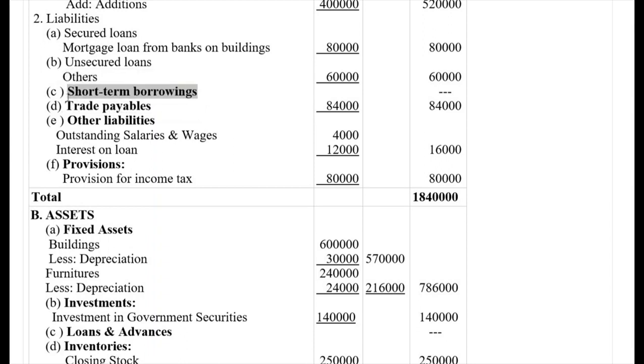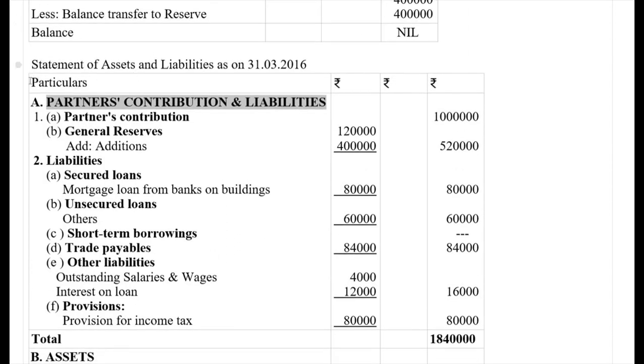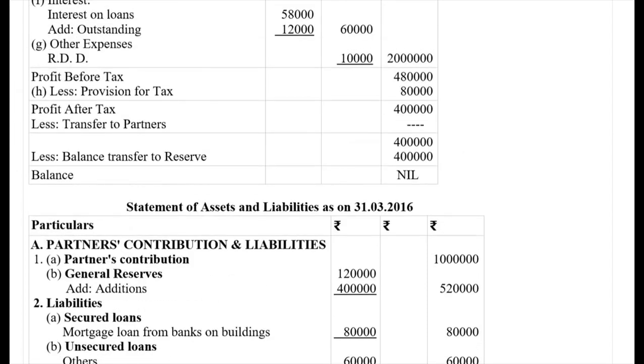Usually short-term borrowings will not be provided in the problem. If they are given, like sometimes borrowed for 8 months, if it is less than 12 months, then we should take care. Let me center align here. Always this balance should be taken as nil, so that only then will it be correct.